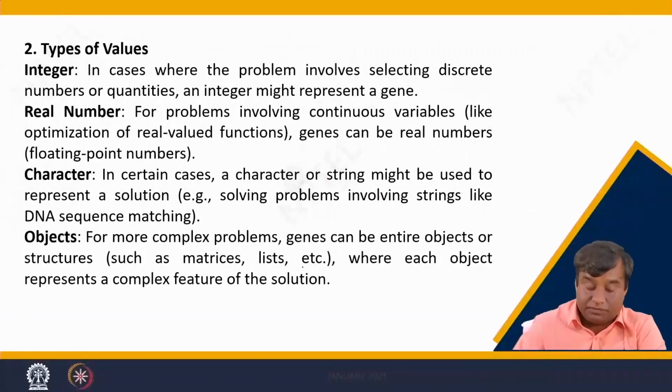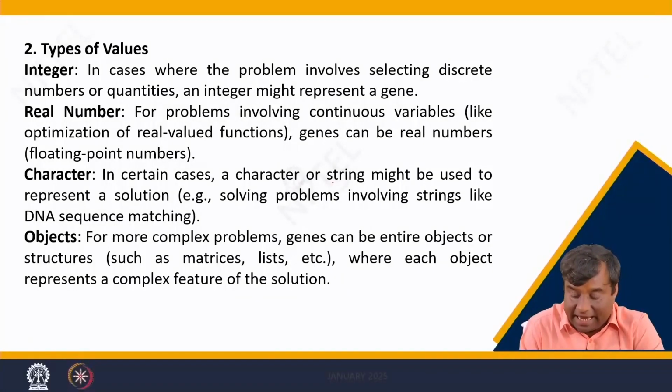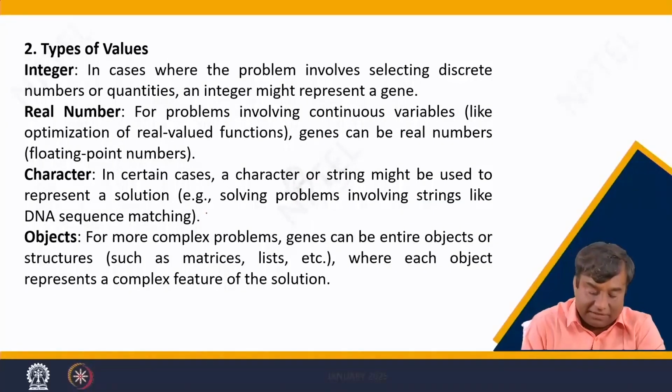Types of values. Integer: in cases where the problem involves selecting discrete numbers or quantities, an integer might represent a gene. Real numbers: for problems involving continuous variables, like optimization of real valued functions, genes can be real numbers, that is, floating point numbers. Characters: in certain cases, a character or string might be used to represent a solution, for example, solving problems involving strings like DNA sequence matching. Objects: for more complex problems, genes can be entire objects or structures, such as matrices, lists, etc., where each object represents a complex feature of the solution.